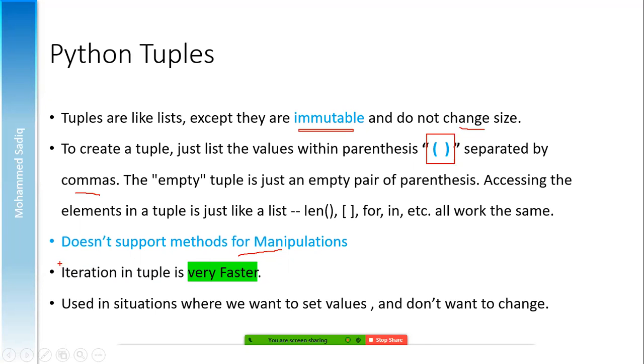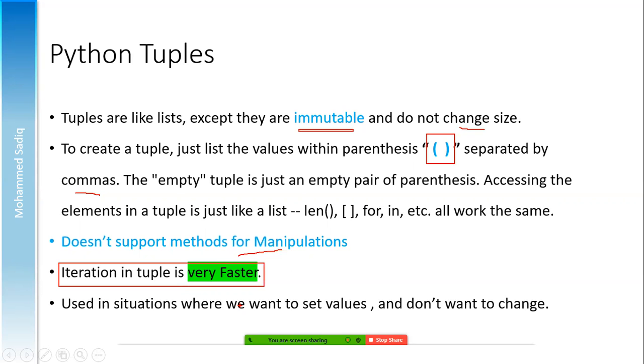Iterations in tuples are much faster. Since tuple is not loaded with heavy functionalities, it does not support data manipulation. It is more like a one way, like read only. Since it is read only, your reading is going to be much faster.